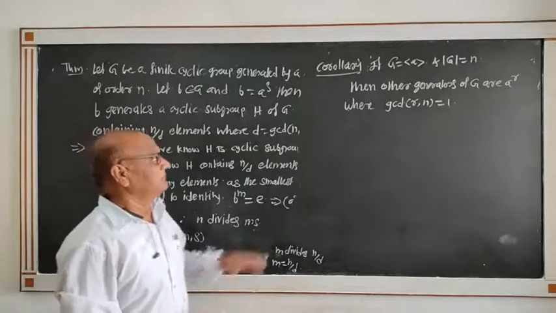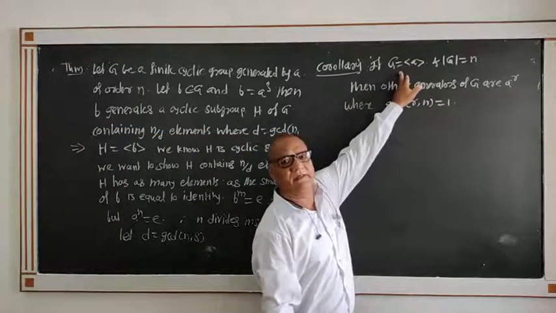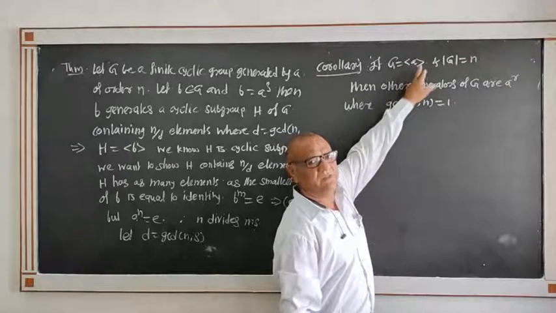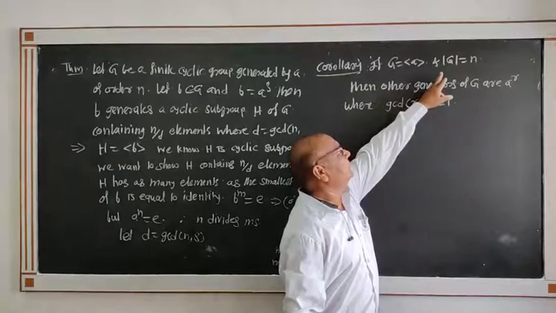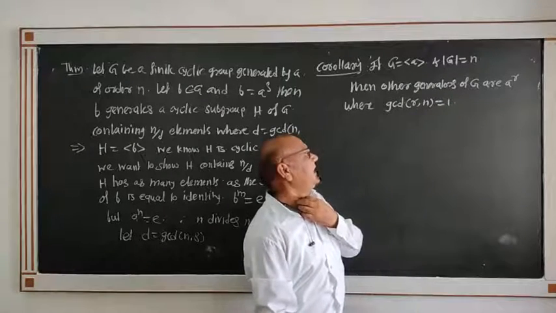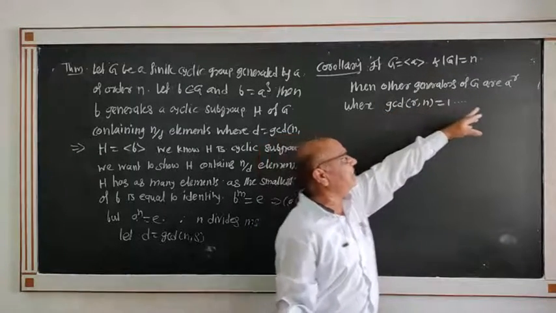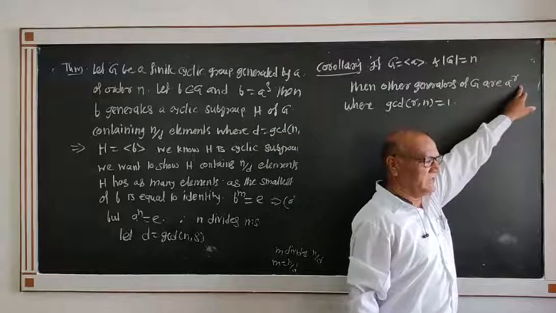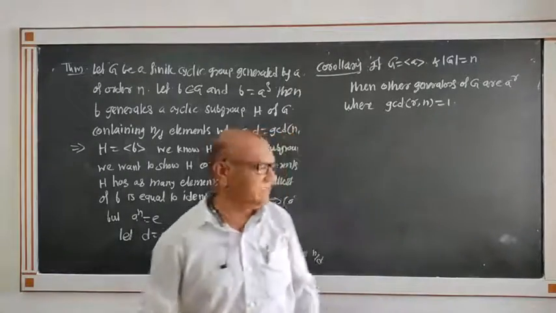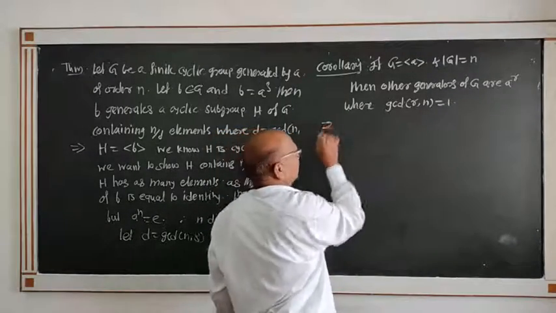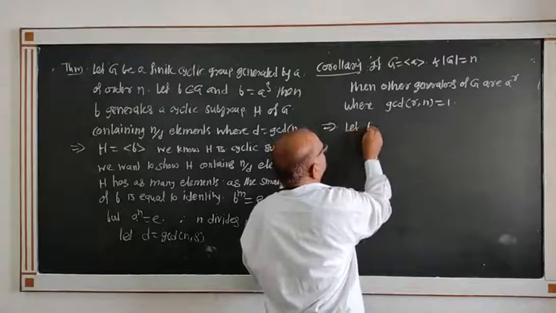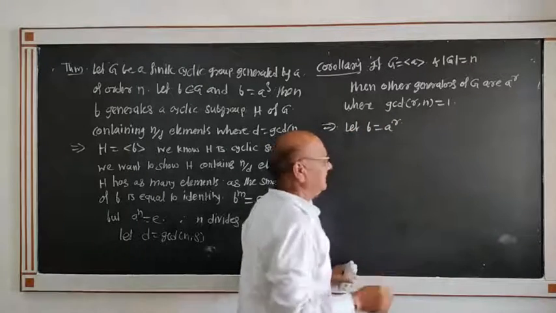Here G is a cyclic group generated by A. The order of G is n, that means A raised to n is equal to identity. All other generators are of the type A to the power R, where R is relatively prime to n. See here, let B is equal to A to the power R.